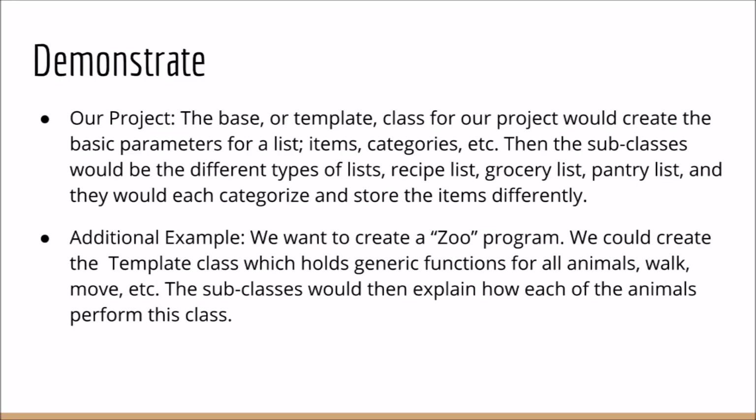As an example, if we wanted to use the template class in our project, we would want our base class to be a generic list. Since we have different types of lists in our project, this base class list would define the generic properties or parameters of a list, including the items, different categories, the different ways to categorize, those types of things.